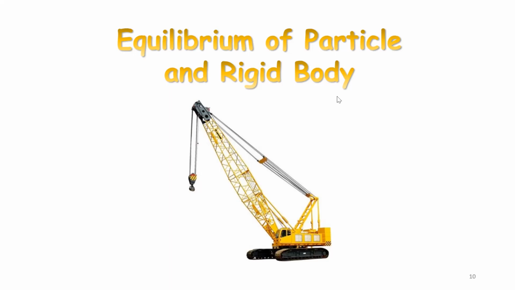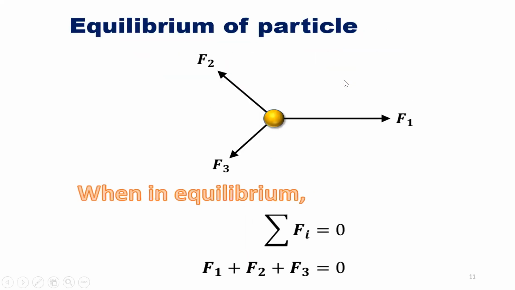Rigid body. Equilibrium of particle. When you talk about a rigid body, the first thing you look at is the equilibrium of particle. Assuming this particular particle that you see here is in equilibrium, what is the condition? How can I come to a conclusion saying that it is in equilibrium? When in equilibrium, what needs to be satisfied?